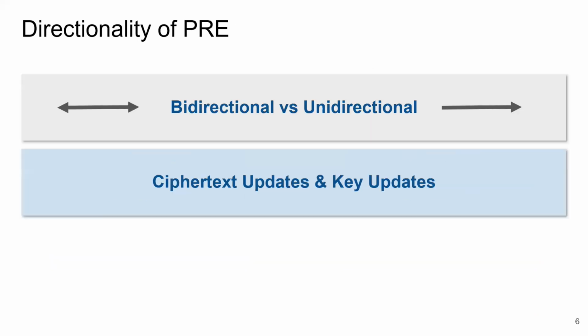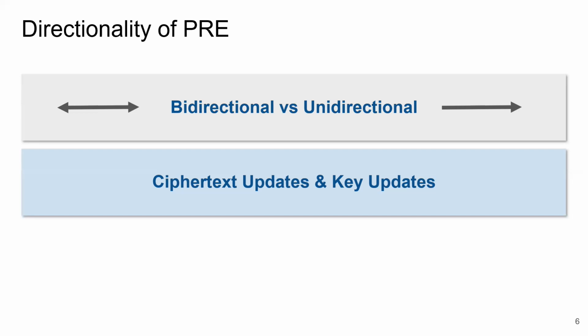Okay, so these are the basics of these schemes, but these schemes come in many different flavors. A lot of that relates to the directionality of what direction you can do these re-encryptions in, and what you can get from the different keys. So there's 2 flavors in terms of bidirectionality and unidirectionality. And this corresponds to both the ciphertext and the key updates.